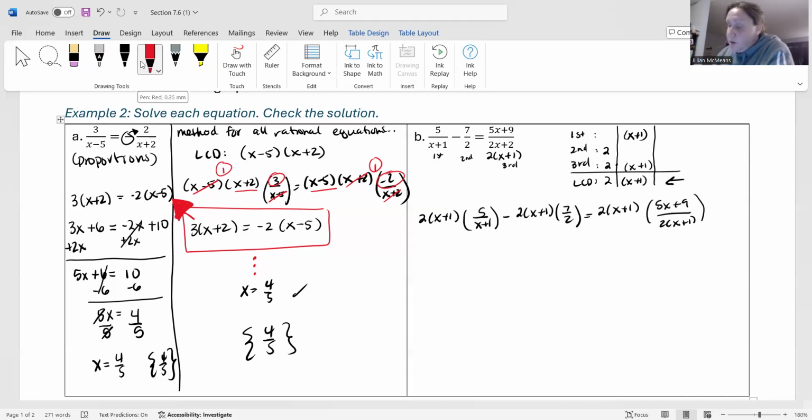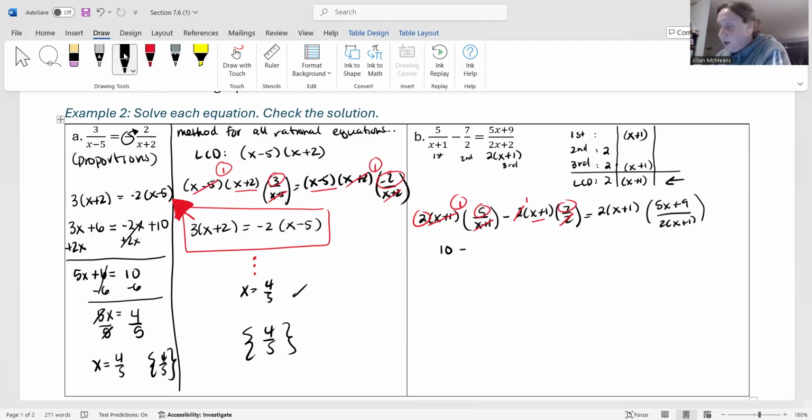So my very first term, the x plus 1 in the denominator, divides into the x plus 1 factor of the LCD 1 time. And what it does is it leaves me with a 2 times a 1 times a 5. So 2 times 1 is 2. 2 times 5 is 10. Now looking at the middle term, the 2 in the denominator goes into the 2 factor of the LCD 1 time, leaving me with a 1 times an x plus 1 times a 7.